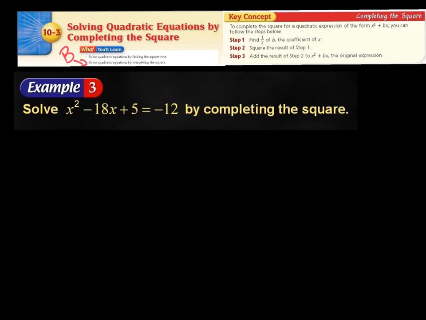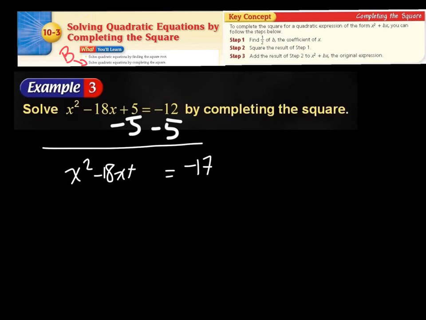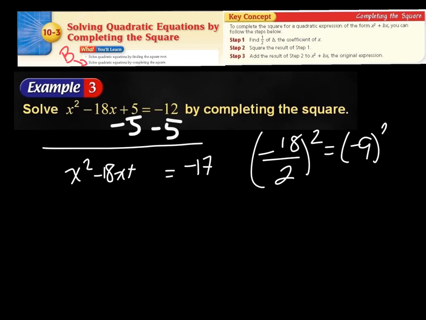So to make my left side of the equation look like what they had to do their completing the square, first we want to subtract 5 from both sides. So now I'm ready to do their steps. I'm going to take negative 18 times a half, or divided by 2, and square it. So negative 9 squared is 81. And we know that if we add 81 to one side, we need to add 81 to the other side as well to keep our equation balanced.